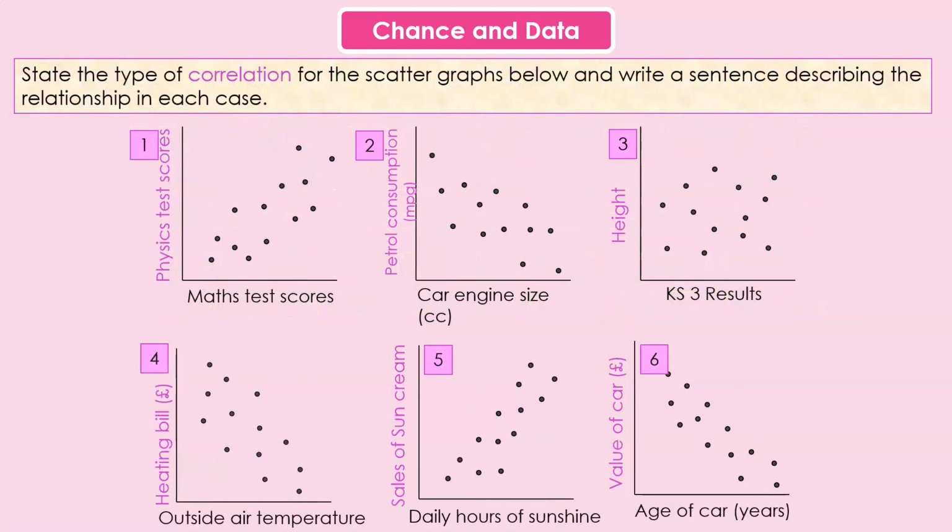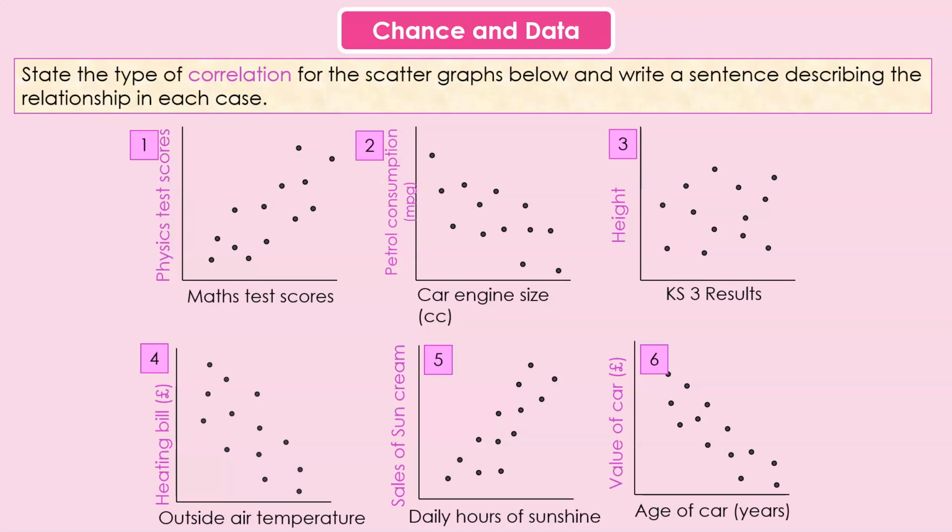So here we go, 6 different sets of data, each with 2 variables. Take a moment to write down in all 6 what type of correlation, so whether it is positive, negative, or no correlation. I'll get you to pause the video now and complete that for those 6 questions. Okay, well done giving that a go.